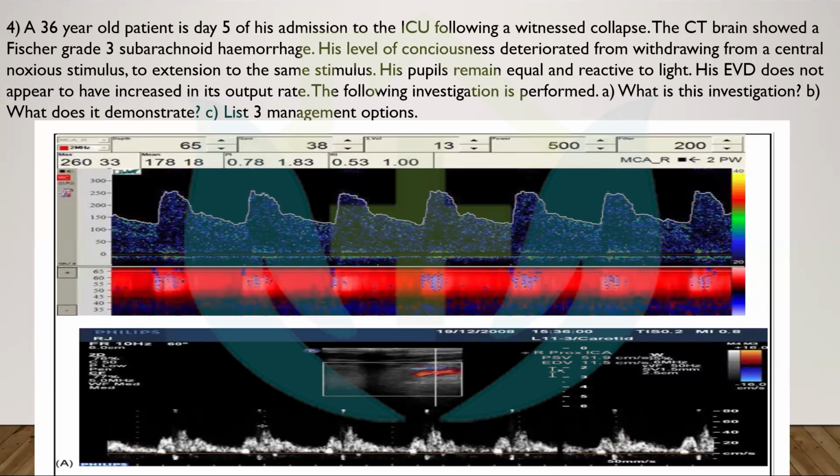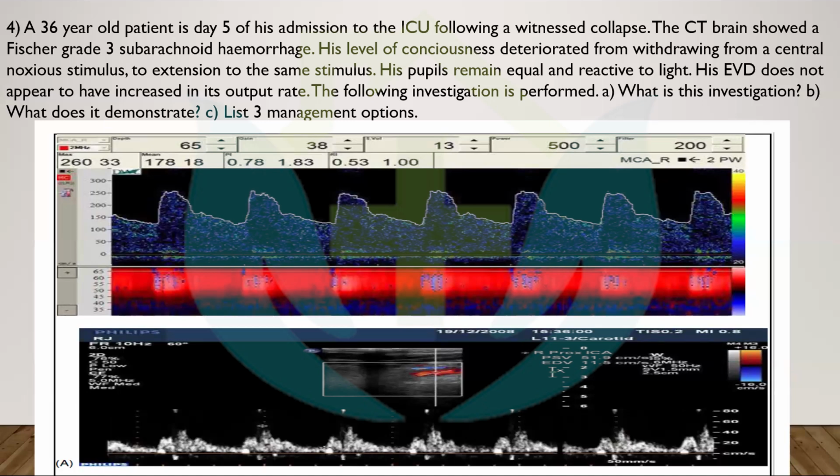One more, a bit of a tough one, but most of you got this correctly. This is a 36-year-old lady, day 5 of admission in the ICU following collapse, Fisher grade 3 subarachnoid hemorrhage. Level of consciousness deteriorated, from withdrawing from a central noxious stimulus to extension to the same stimulus. The pupils are equal and reactive to light. The EVD does not show an increased output rate. The patient is not bleeding. The following investigation is performed. What is this investigation? What does it demonstrate? And list 3 management options.